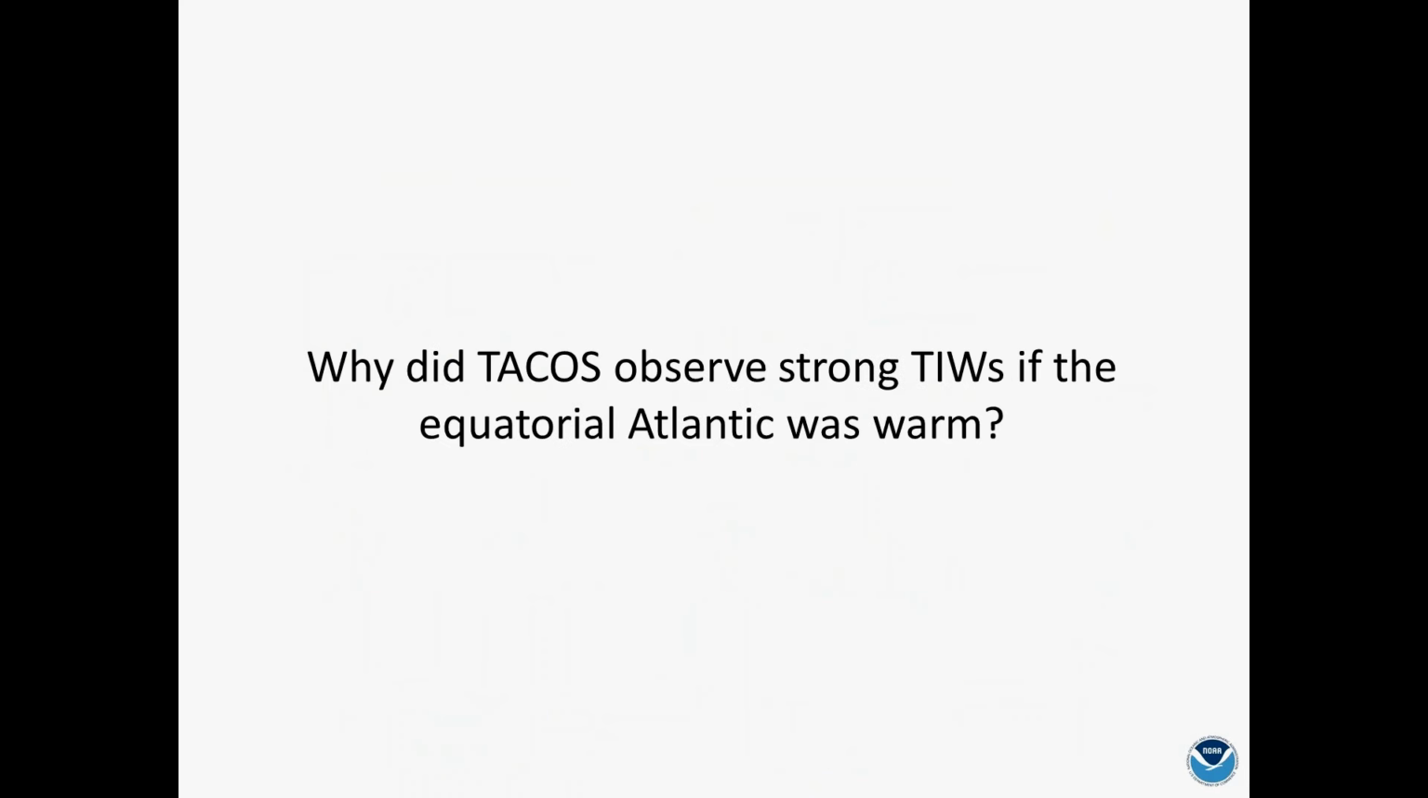Okay. All right, so we had this really high frequency variability on 1 week to 1 month timescales. I had computed them, and I said, I think they're TIWs. Were they TIWs? And why would we have strong TIWs in our record when the equatorial Atlantic was warm? And previous indications would say if the equatorial Atlantic is warm, the TIWs would be pretty weak this year.